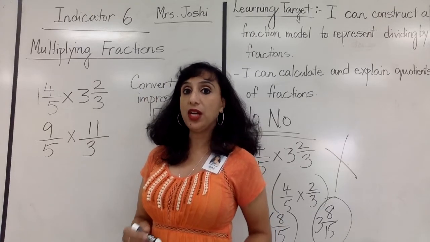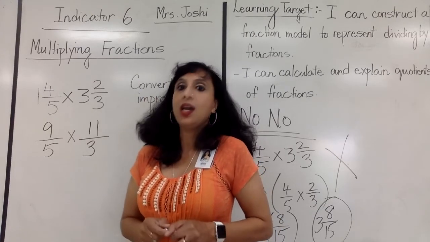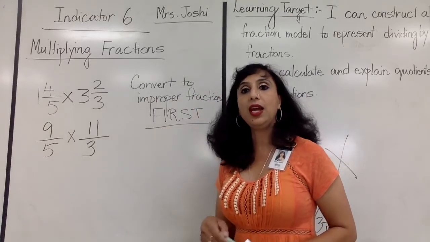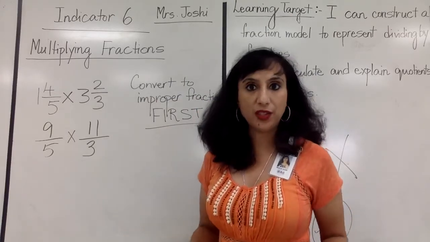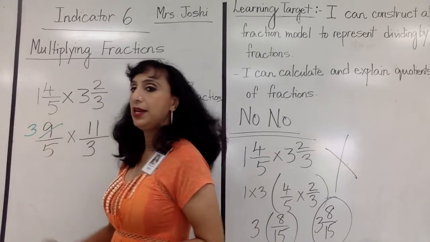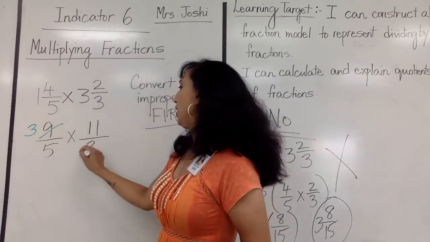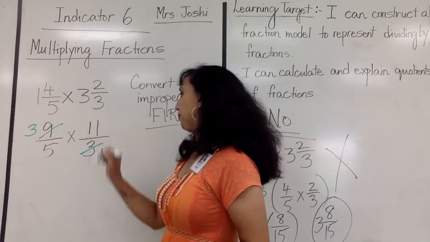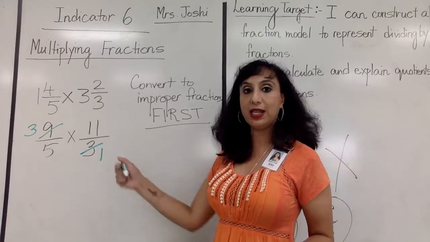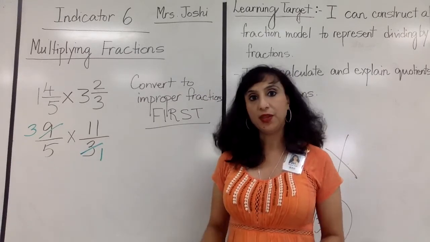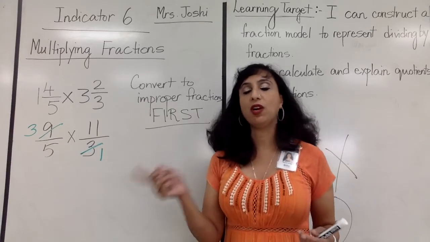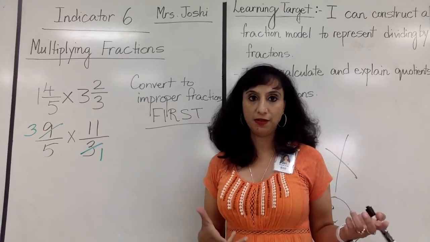Okay, now I'm going to look here. Can I simplify anything? Sure can. I can see a 9 and I can see a 3, which are both divisible by 3. I know that 3 times 3 is 9, and 3 divided by 3 gives me 1. So 9 divided by 3 gives me 3, and 3 divided by 3 gives me 1. So I can simplify right here. Okay, now nothing else is common, because 3 and 5 or 11 and 5 are not divisible.